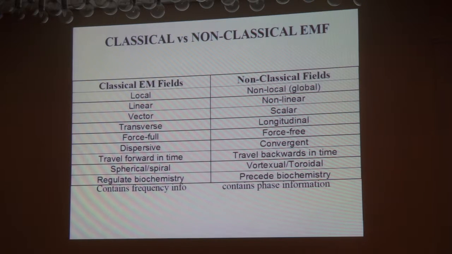Here are some characteristics that distinguish classical and non-classical. The primary distinction being that classical electromagnetic fields are force fields and they exert a physical force on an object, whereas non-classical fields do not involve force. They are nonlinear, they converge instead of diverge. They go backwards in time instead of forwards in time. They contain phase information rather than frequency information, and here we have the differences.